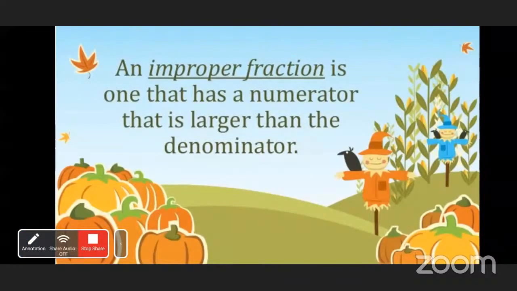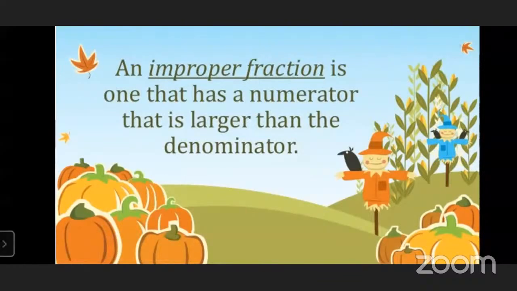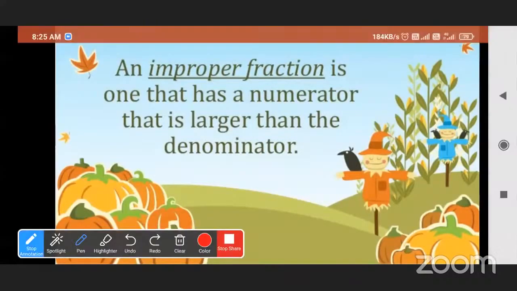Now see the definition of improper fraction. An improper fraction is one that has a numerator that is larger than the denominator. So, in an improper fraction, the numerator must be greater than the denominator. See, like this one, 8 upon 3, then 7 upon 2, 11 upon 5. So, in all of these, the numerator is greater than the denominator. So, these are improper fractions. Okay.